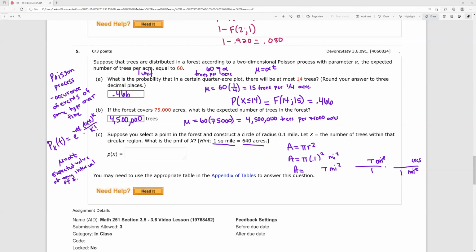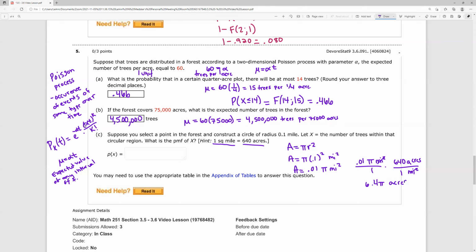Hopefully, if you're watching along, you're just like, poor Miss Metzger. 0.1 squared is not 0.64. I bet y'all are all scratching your head. It's 0.01 pi. I was doing a step that I needed to do, but I had done it too soon. So this is going to be 0.01 pi miles squared. We are still going to times it by 640 to turn it into acres, which gives me the 6.4 pi I wrote down a minute ago.